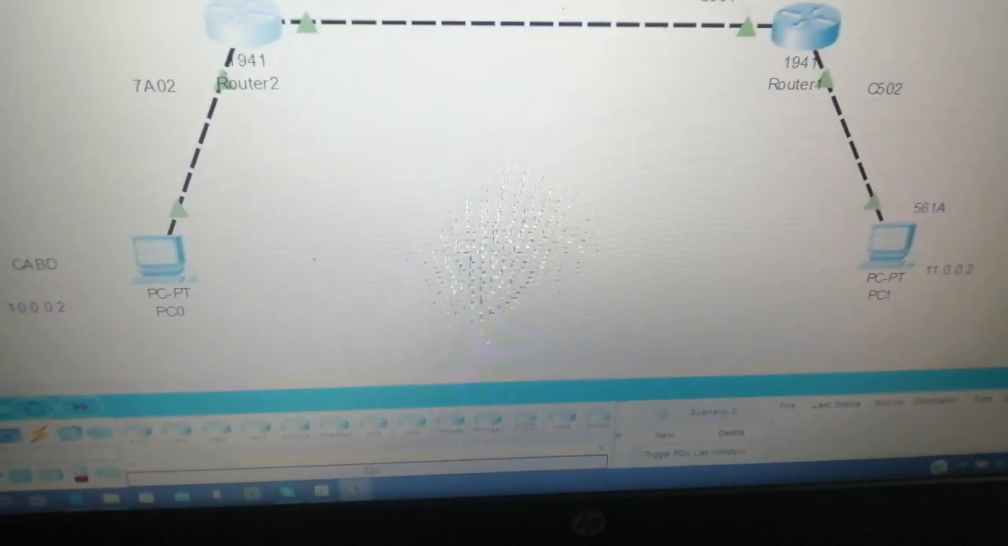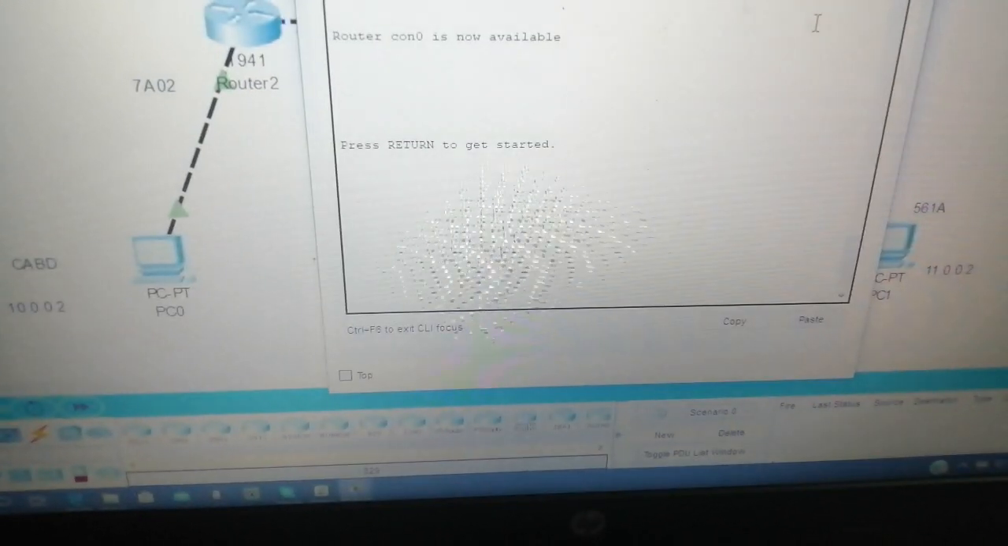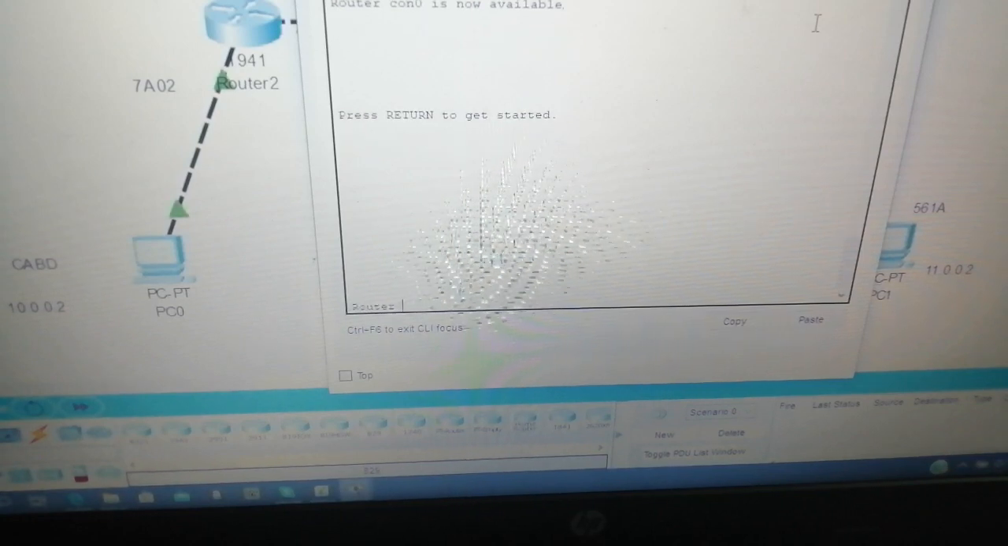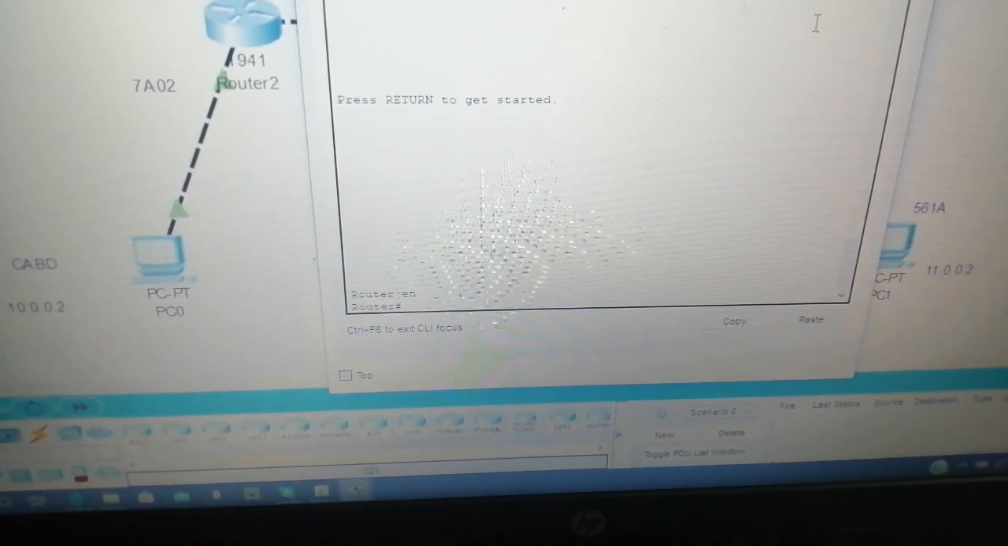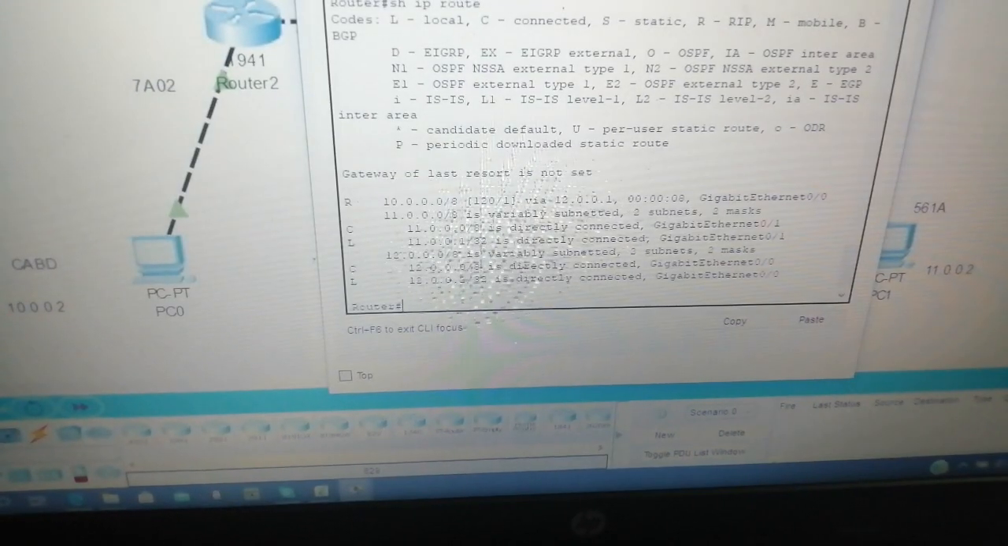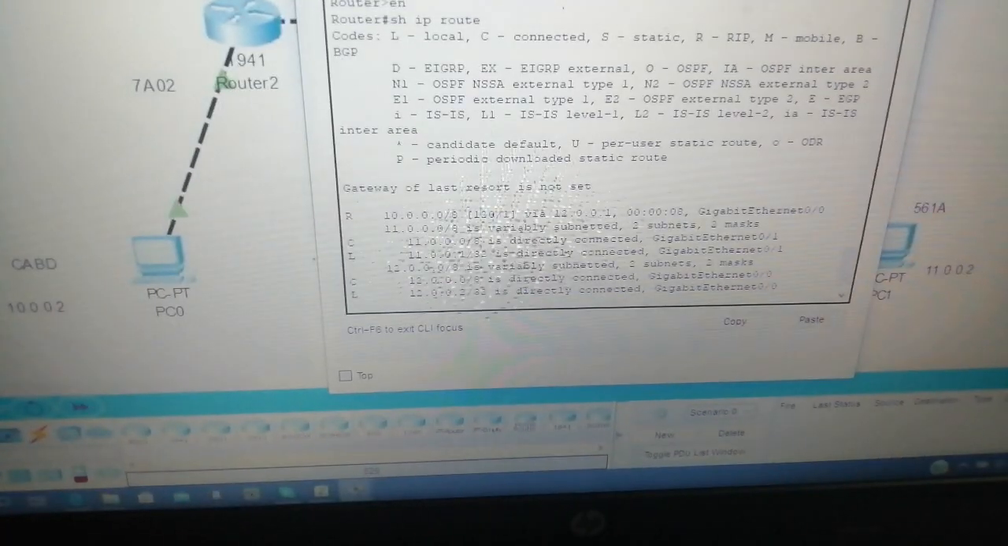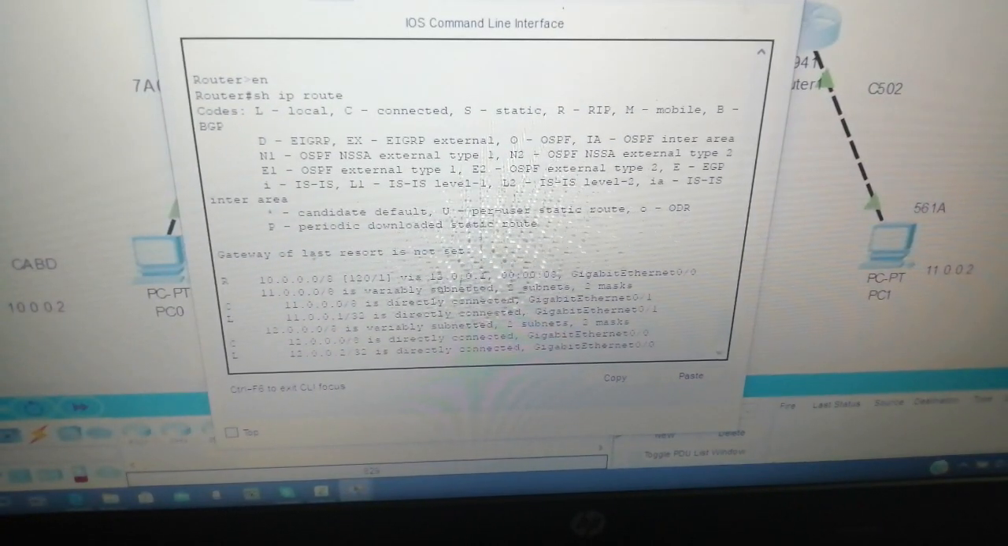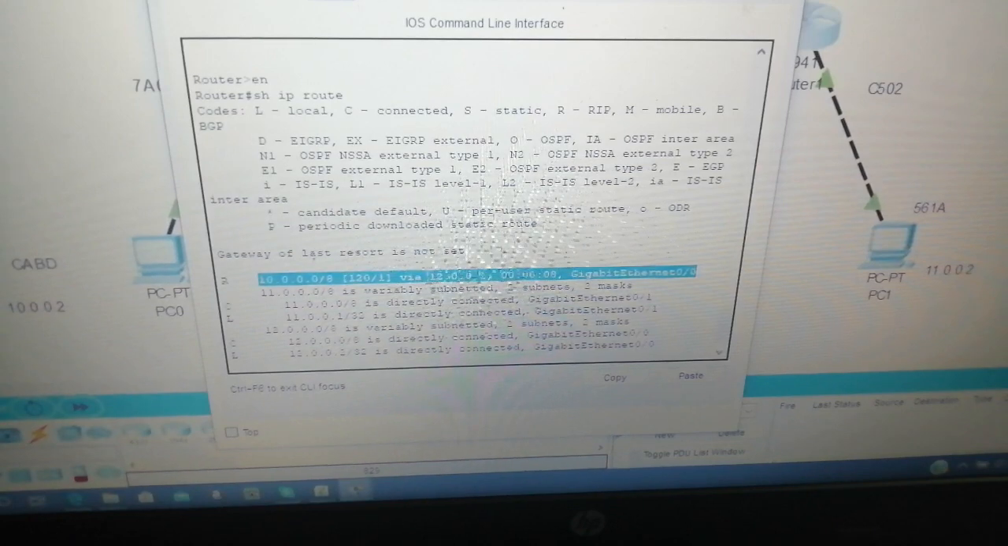Similarly, we can check the configuration on router number 1. You can see that the network 10 is connected via port, let me highlight it, network 10 is connected via port 12.0.0.1.